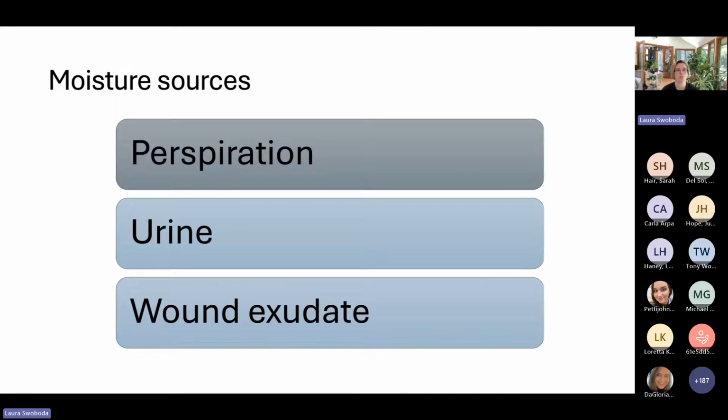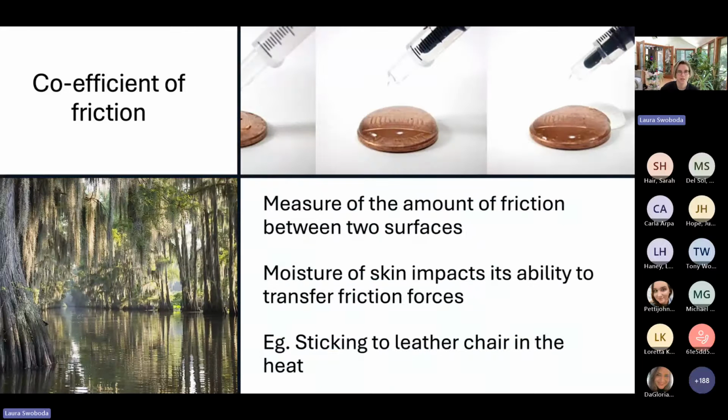And again, we have these different moisture sources. We have perspiration, so we have human sweat if you're diaphoretic, and urine. Sometimes we have fecal sources, which are full of even more inflammatory contents and heavily full of microbes. And then wound exudate, which is super irritating as well. And that's going to affect the coefficient of friction.